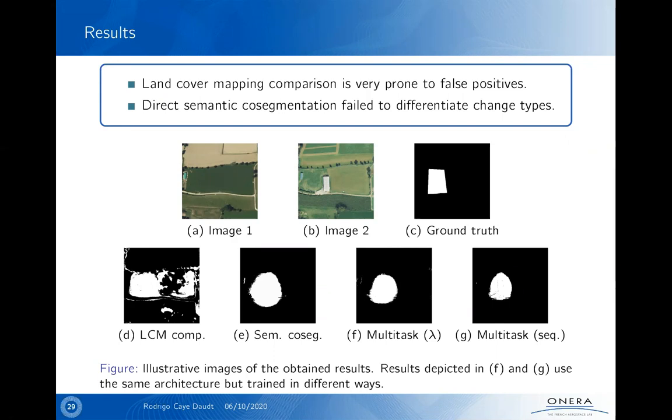The difference between F and G is that there are two ways of training this network. I don't have the time to go into this now. I can answer some questions later, but the best one is the last one, the sequential way of training. The predictions seem pretty similar, but there is a problem with E, which is that while it was about as good as the other ones in detecting the changes, all the changes that it predicted were of the main class of changes, from agricultural areas to urban areas, which defeats the purpose of the whole semantic side of this algorithm.